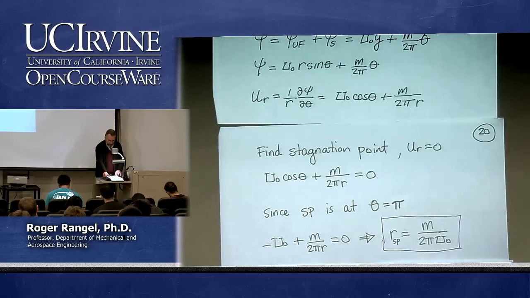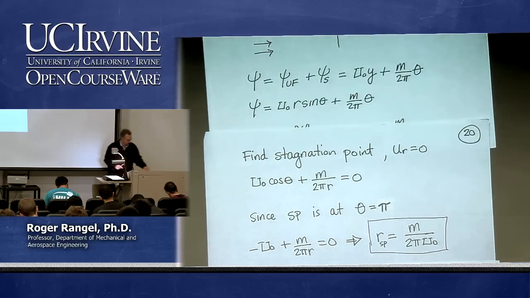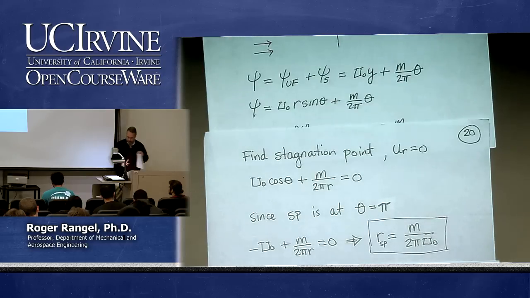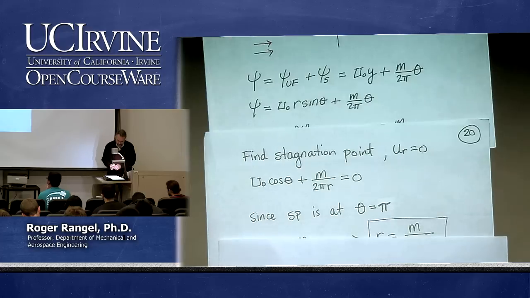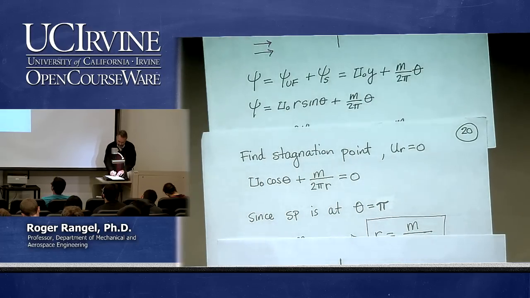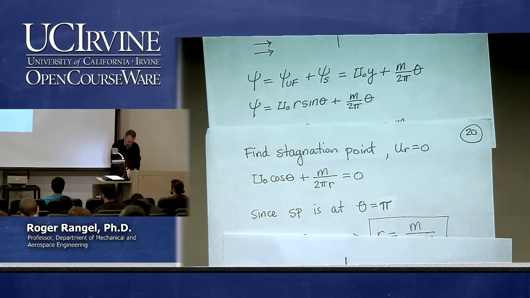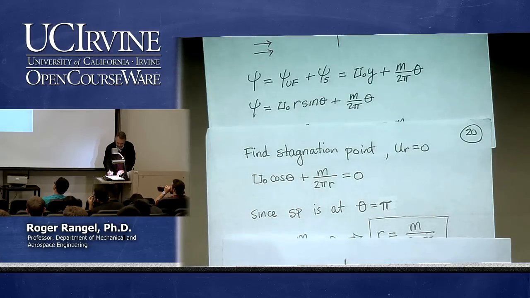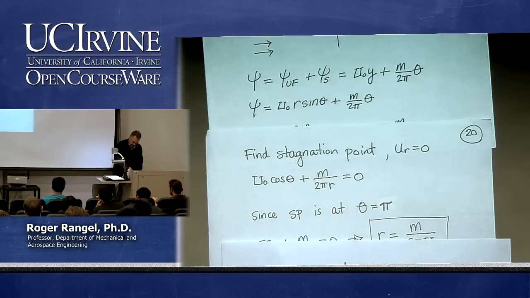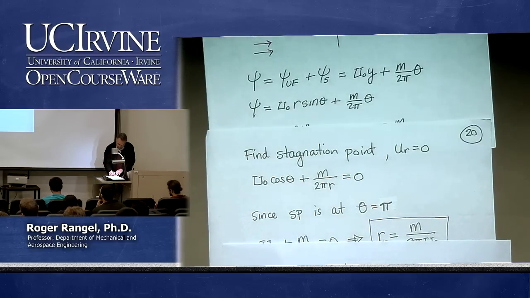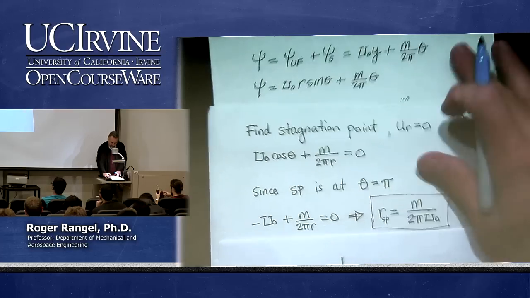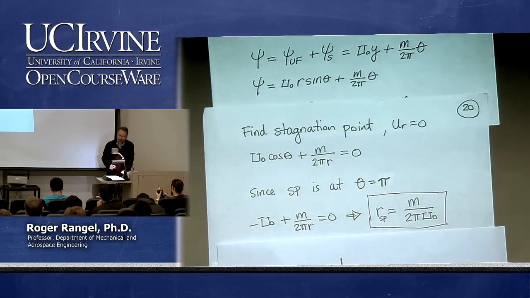So maybe we can start building a plot here separately. Here is the coordinate system. The source is here at the center. And again, I am looking for a place somewhere along this axis where the velocity is 0, so that's a stagnation point. And I just found that the distance to that stagnation point is m over 2 pi u naught.